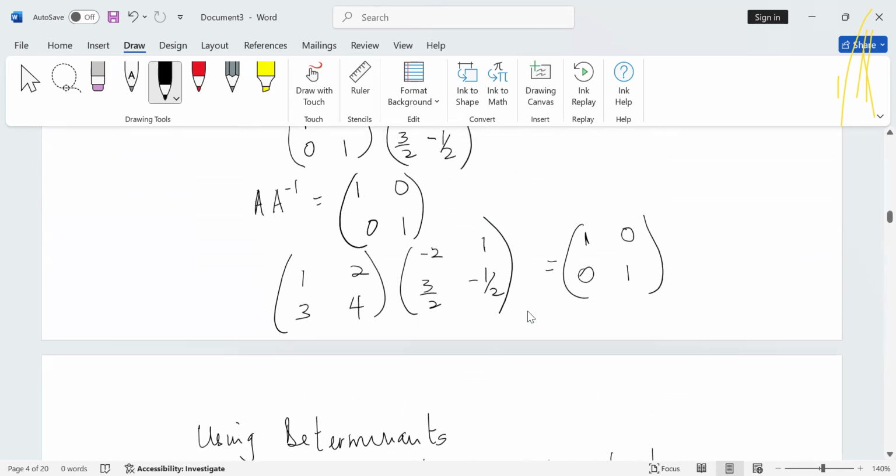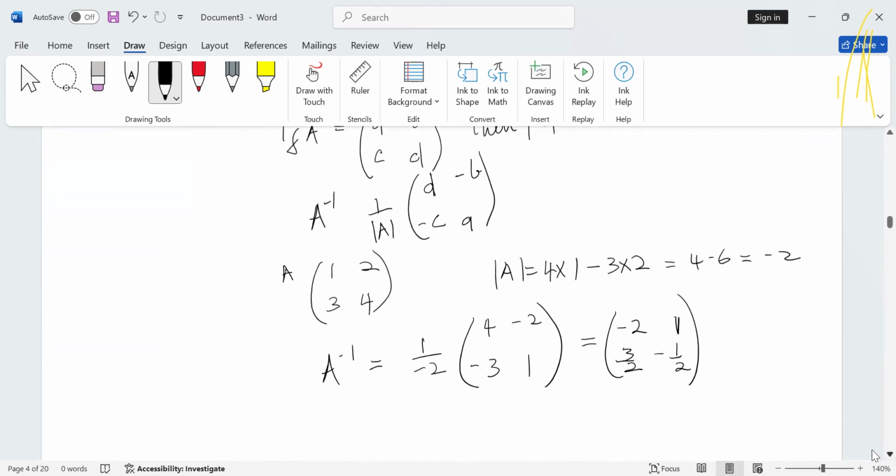So same as that one. Using row reduction and using determinant, you're getting the same answer.